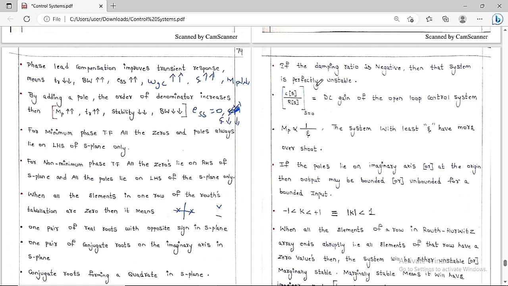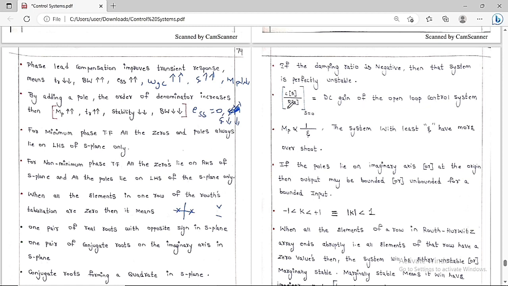So in the ratio, we are going to the transfer function. And in this transfer function, if s is substituted equal to 0, we are going to get the DC gain of the open loop control system. Basically, this is the open loop system. That is the reason we are going to get the DC gain of the open loop control system.